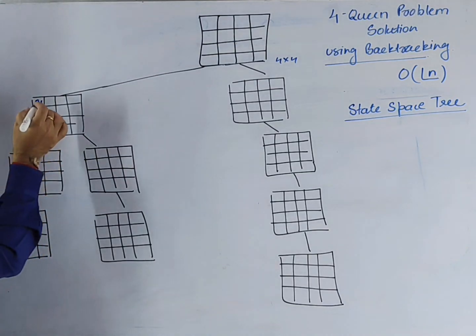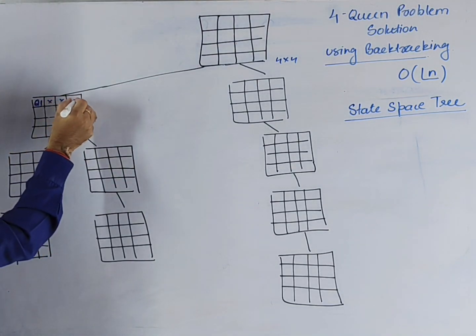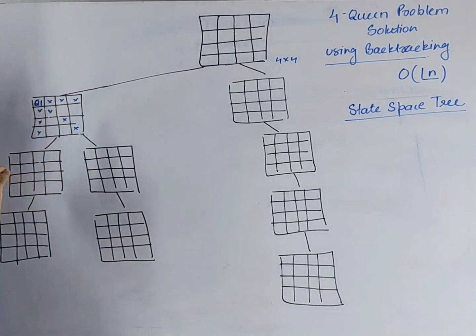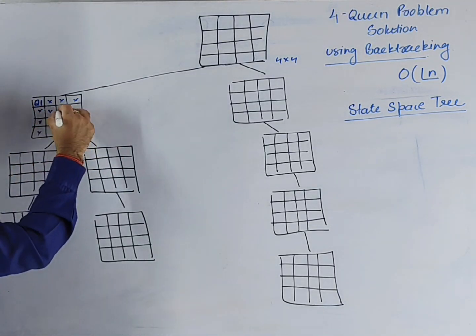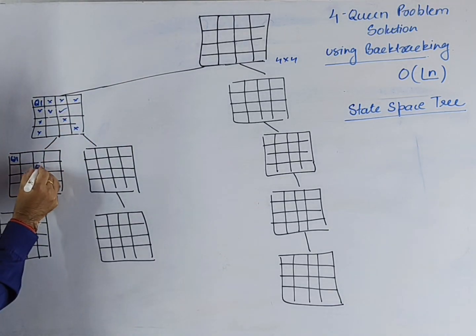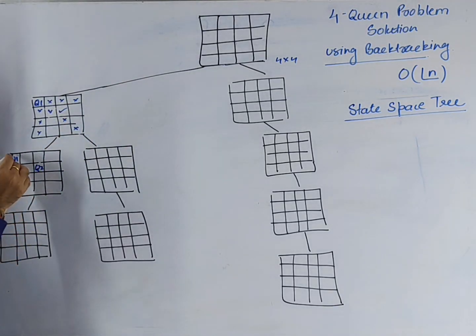So we can see we cannot put the next queen here, we cannot put it here, we even cannot put it here. So the next column where we can put the queen in the next row, that is here. So we will put the next queen here, this is Q2. Now we can see this first column is blocked, we will not be able to put it here.